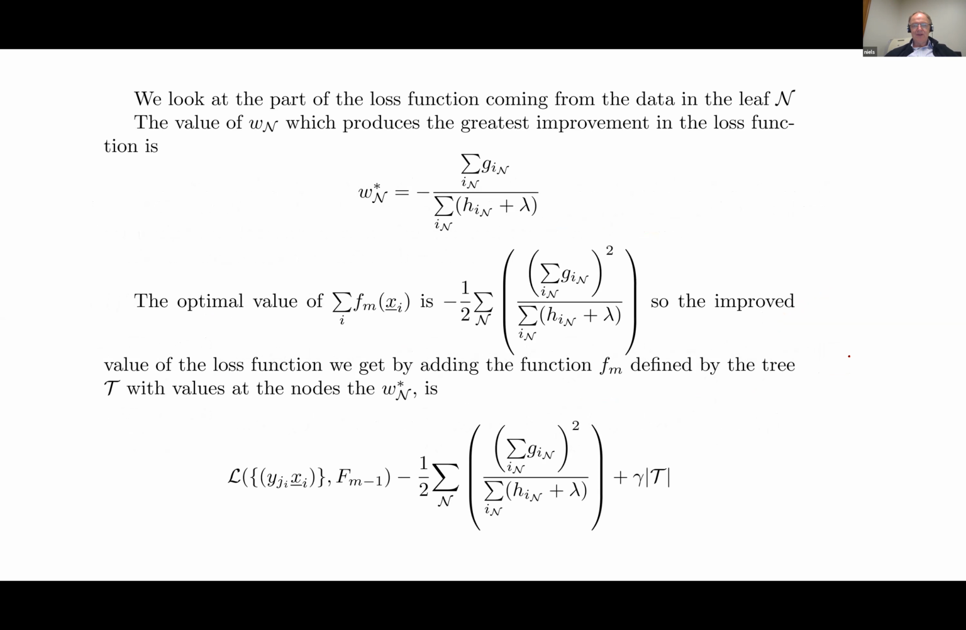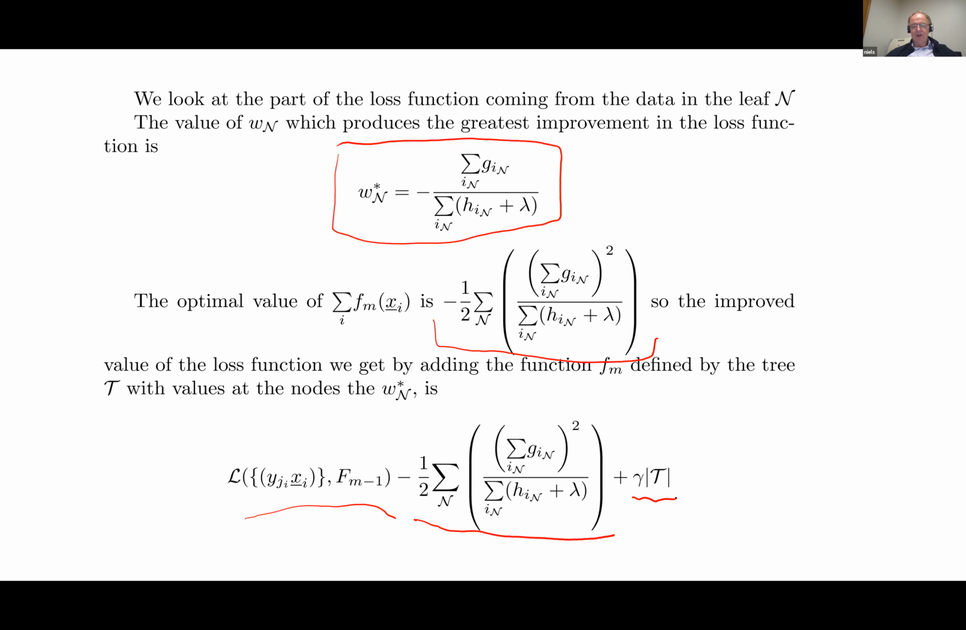So if we look at the loss function that comes from this leaf, that means we're just going to sum over the data points that lie in the leaf, and let's say that this is W star sub n here. So n is the particular leaf we're looking at, and W star n will be given by this thing here, and the optimal value is then given by this expression here. So the improvement in our loss function we get by adding this function, which is defined by the tree with these nodes, is given by this thing here. We're subtracting this term here. That makes the loss function smaller, but then we have this regularization term from the tree.